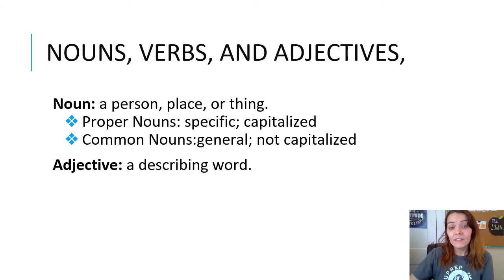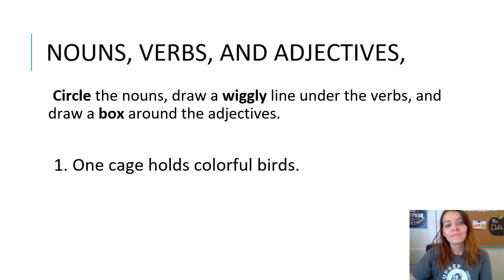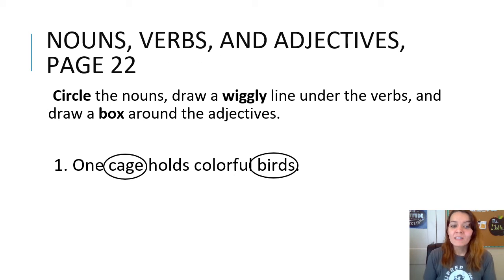An adjective is a describing word, and a verb is an action. So what is happening in the sentence? So in this first sentence, we are going to circle the nouns and then draw a wiggly line under the verbs and draw a box around the adjectives. So let's start with the nouns. The nouns in this sentence are cage and birds.